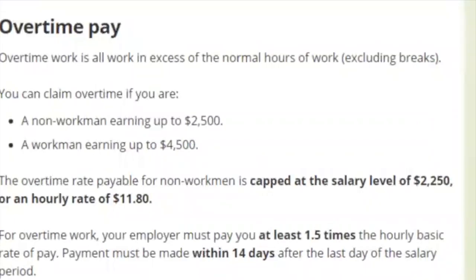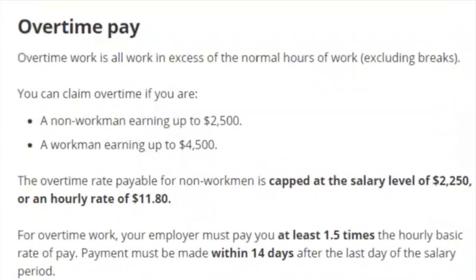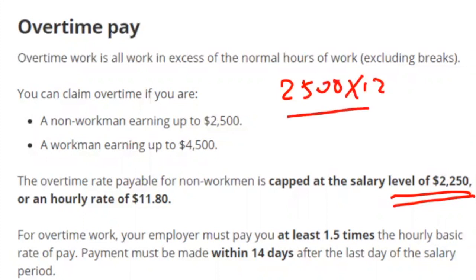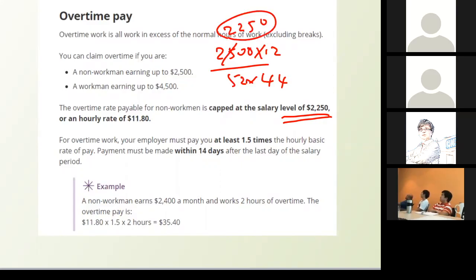And there are other things. In the OT calculation, although you may be earning 2,250, you are subject to the Employment Act, but the calculation is capped at 2,250. This is a feature I think we are going to roll out soon. So even if you are earning basic pay of 2,500, it will not be 2,500 times 12 divided by 52 times 44. It will be 2,250. Some customers ask for this. We just use 2,500 at the moment, but we have already done the announcement. I think it's going to roll out.